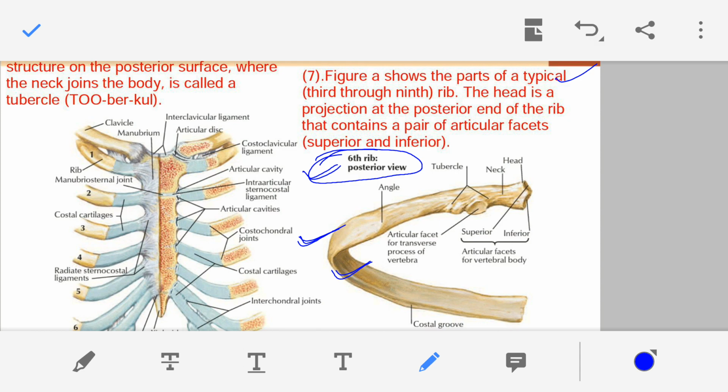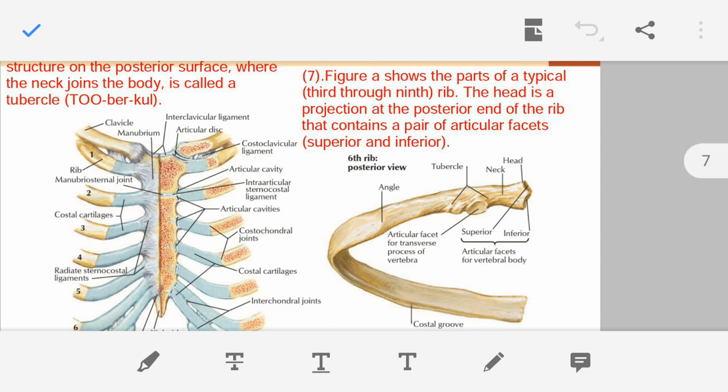Now we are remembering that ribs number 3rd through 9th are the typical ribs. Okay, and the head, for example, this is the head. Okay, and this head, as you can see, is projecting posteriorly. It is present on the posterior or the terminal end of the rib.